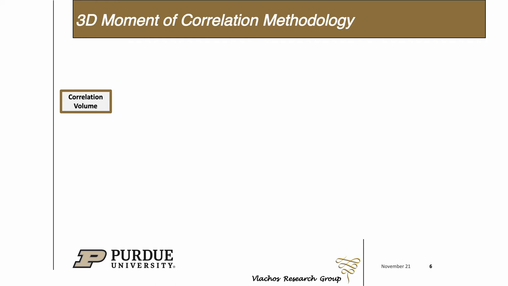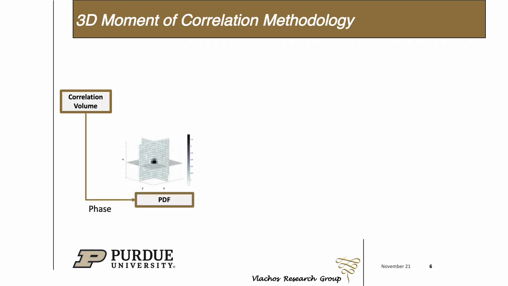As mentioned, in the MC, the uncertainty is related to the standard deviation of the PDF. To get the PDF, we remove the particle image diameter information from the correlation volume, which is in fact the phase part of the correlation volume in the Fourier domain. As you can see, the PDF is very small, so if we directly apply any fitting, the results are not going to be accurate.